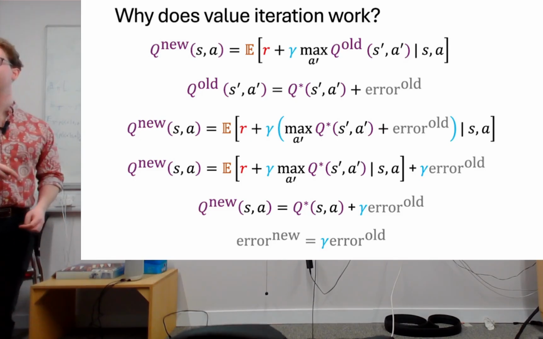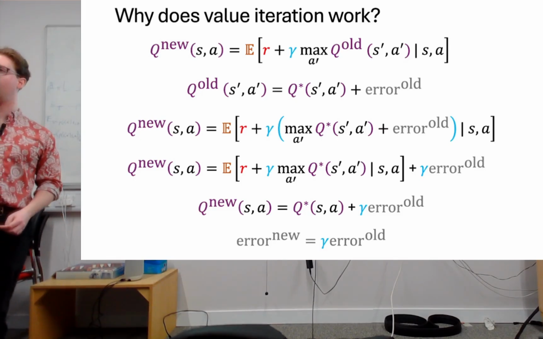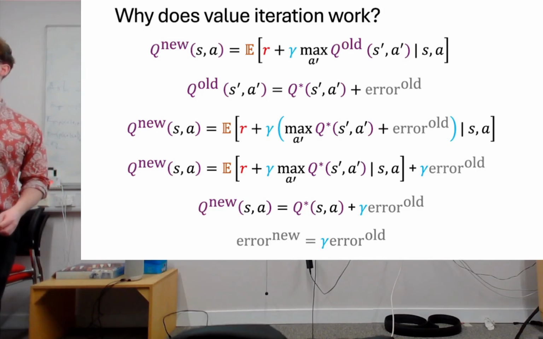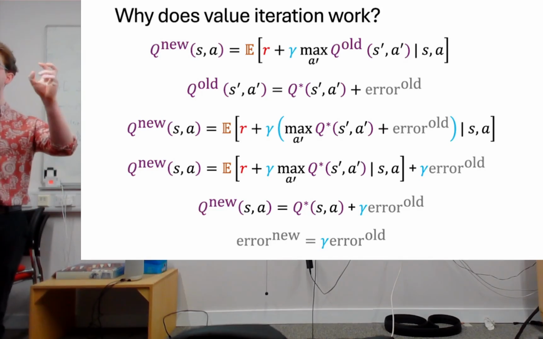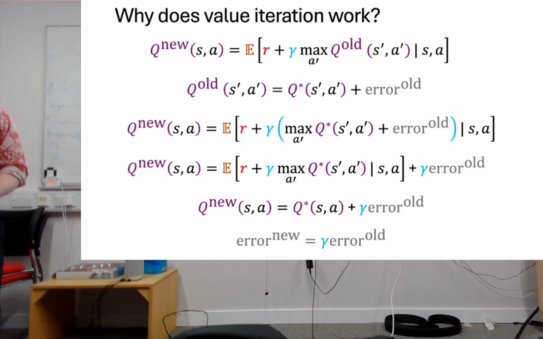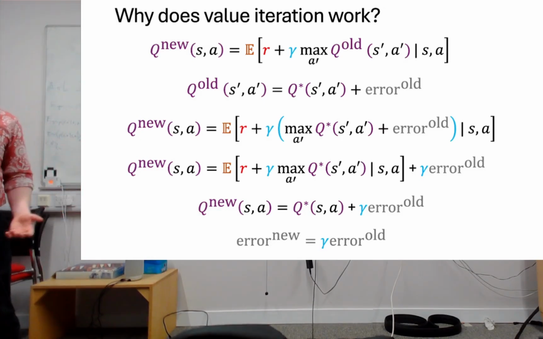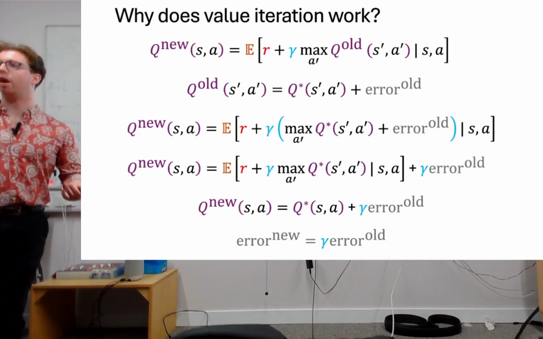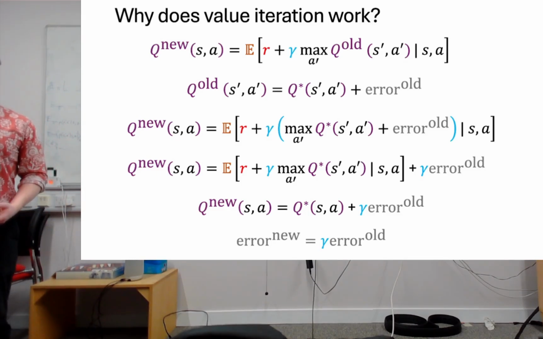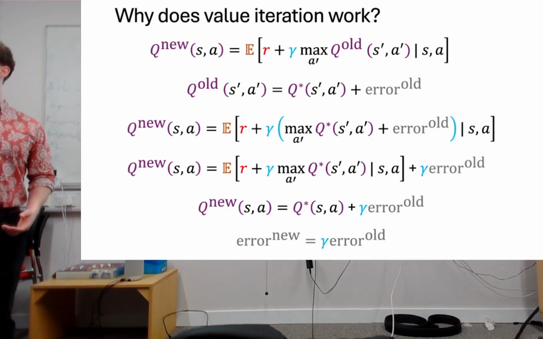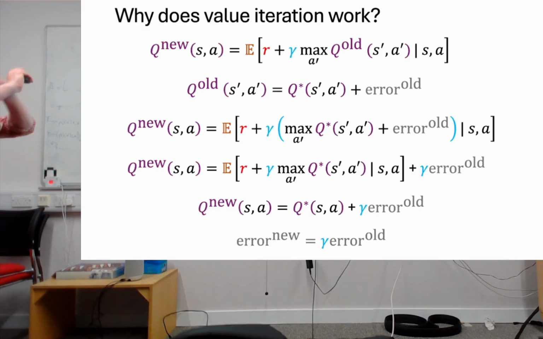What does this mean? It means that every time I apply value iteration, every loop of this process, the error term goes down by a factor of gamma. Remember, gamma is between 0 and 1. Typically it's like 0.99. So if my initial error is 1, the error after one step of value iteration is 0.99, the error after two steps is 0.99 squared, and I keep going like this. This is exactly the mathematical argument, the rigorous version. I've just hand waved a bunch of stuff.